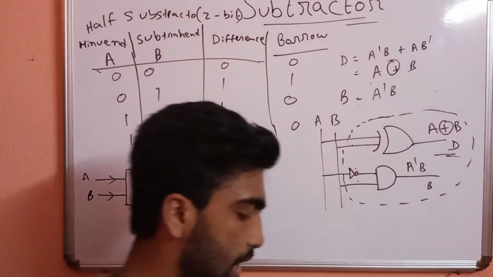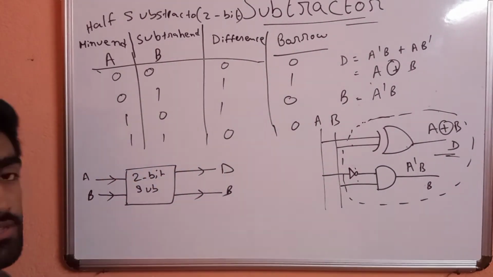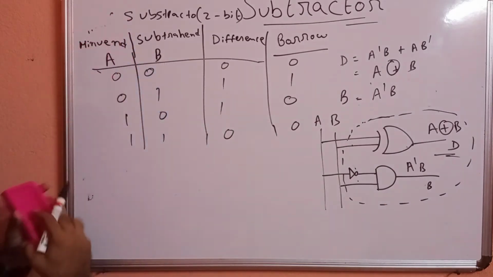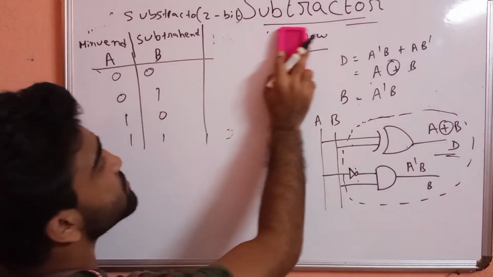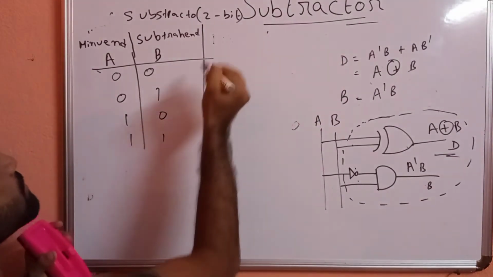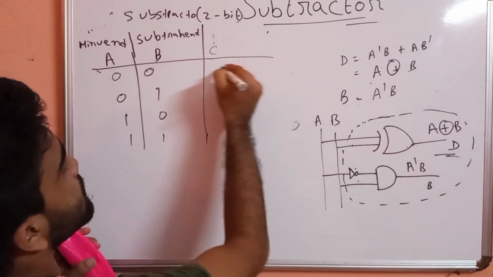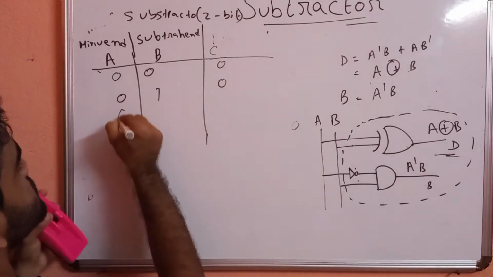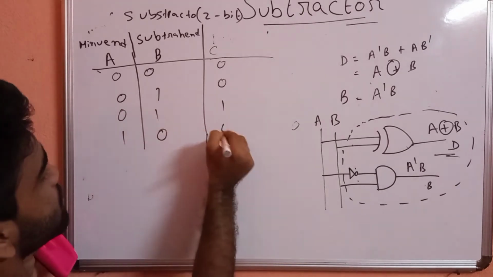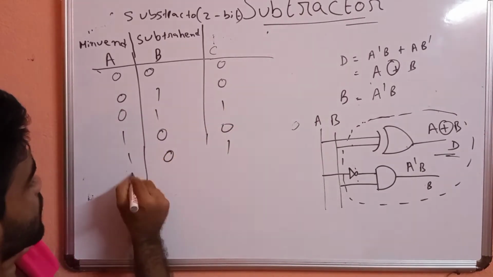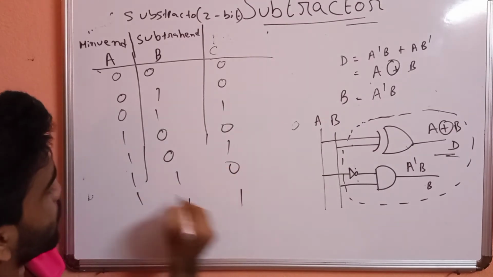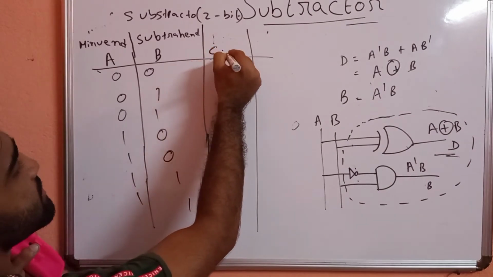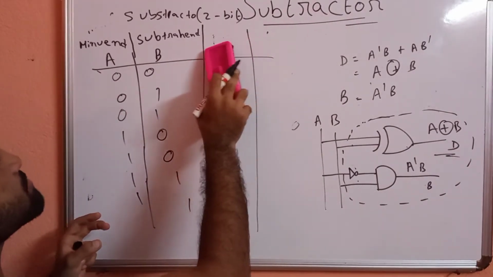Now I will show you how to implement the full subtractor. A full subtractor is a 3-bit subtractor. That means we will have 3 inputs. There will be another input C. The combinations are 0 0 0, 0 0 1, 0 1 0, 0 1 1, 1 0 0, 1 0 1, 1 1 0 and 1 1 1. We can call this C as C in, or we can call this as B in.